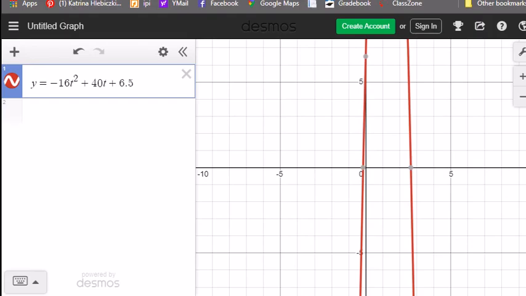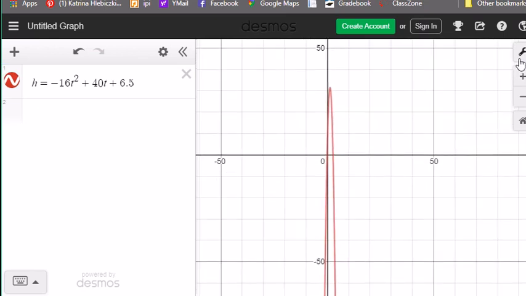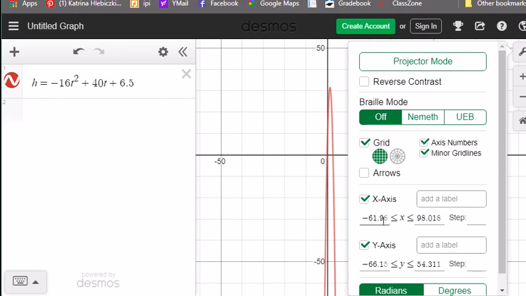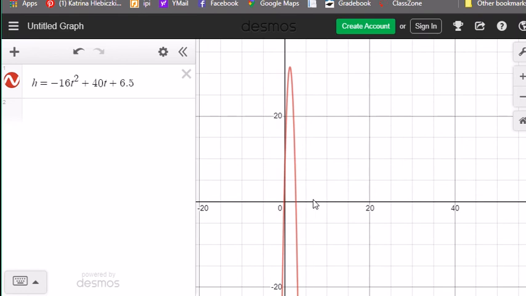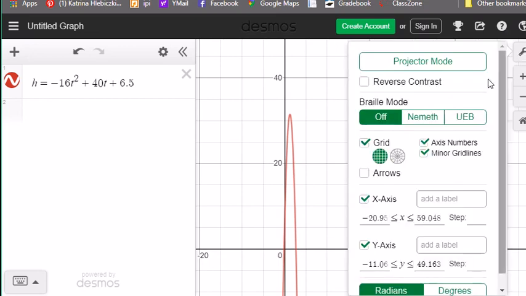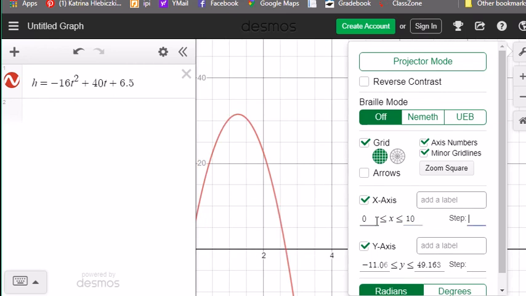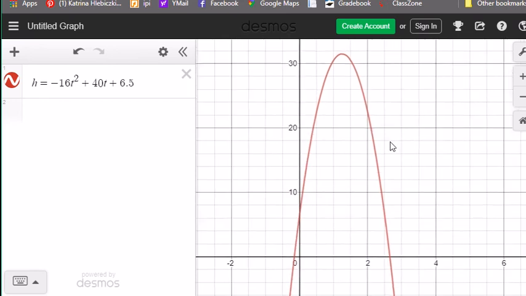So here I've typed in my equation. I used y equals; instead I could use h equals. Doesn't really matter. So I'm going to go ahead and zoom out so that you do see it is a parabola. I could go in the top right here to mess with the different settings. When I zoom in, I'm looking at somewhere between, we can say, 0 and 10 for the x, and 0 and 40 for the y. So I'll do that, so that I get just a better picture of it.